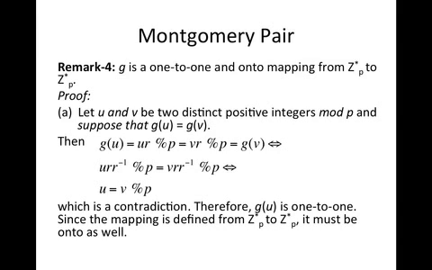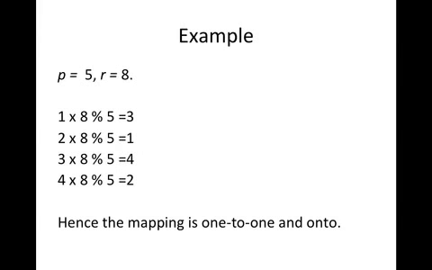All we did, we took a set, and the set is 1, 2, 3, up to P minus 1, and then we transformed it back onto itself by this mapping, which we call G. And G is U times R mod P. That's all it is. Very simple. Okay? Now here's an example.